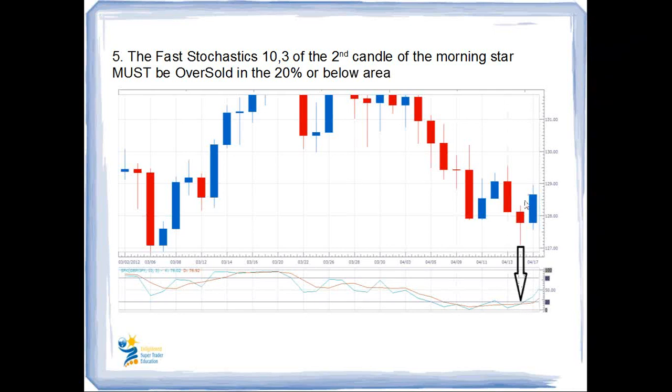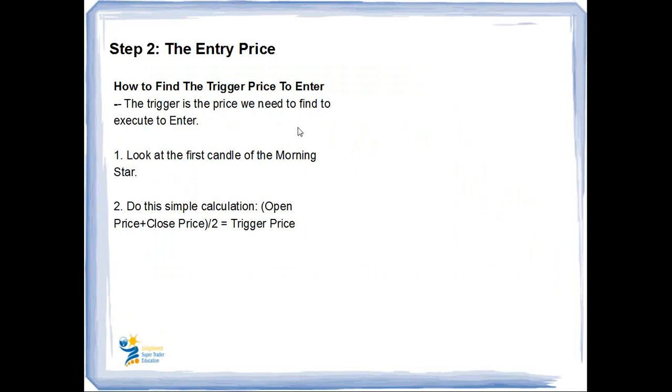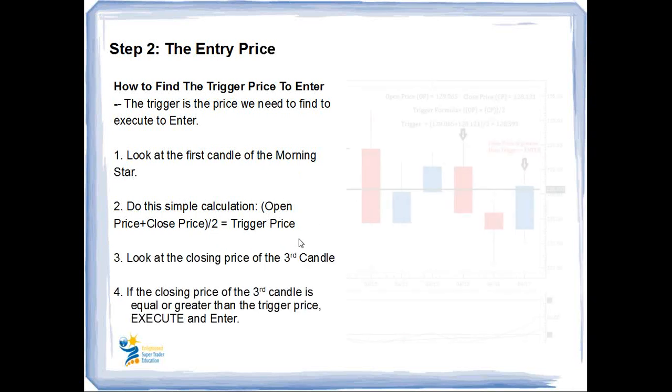Now, on the next one, there's a certain calculation that is so important: looking at the entry price. Okay, that's step number 1. We're going to go to step number 2. We need to find the entry price. How to find the trigger price to enter? The trigger is the price we need to find to execute to enter. It has to be a specific number. There's a certain rule that we need to follow. So we need to look at the first candle of the morning star and do the simple calculation: the open price plus the close price, divided by 2, that is your trigger price. So in other words, this is what it looks like. Okay.